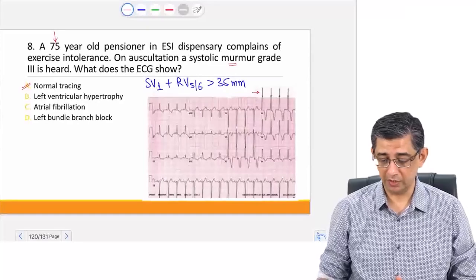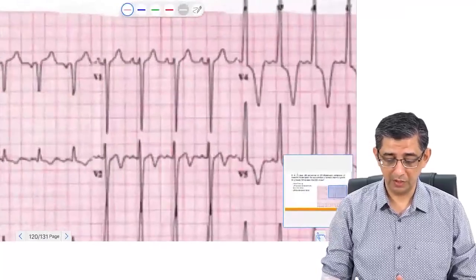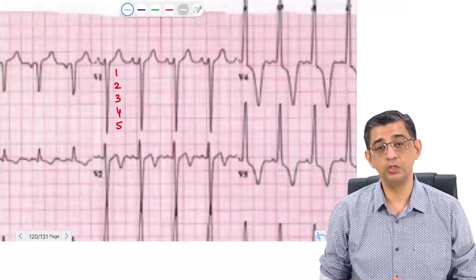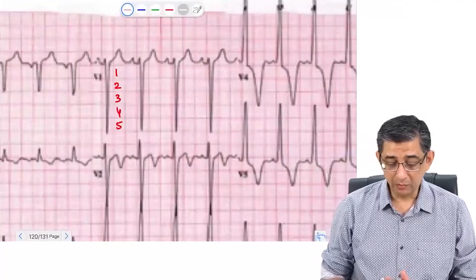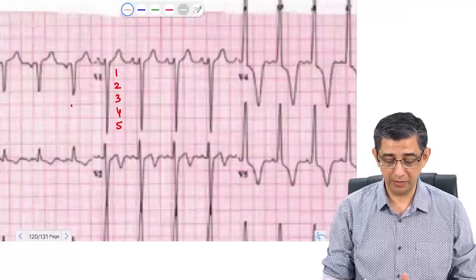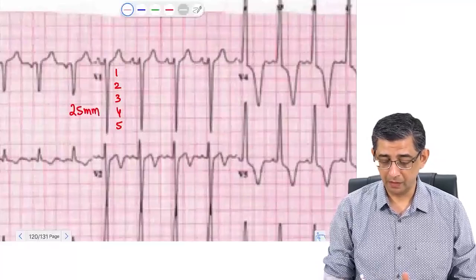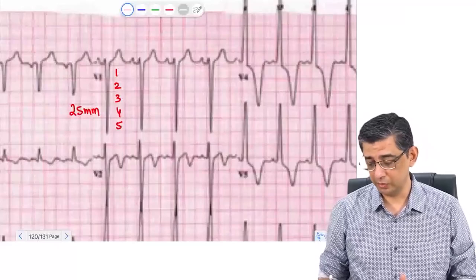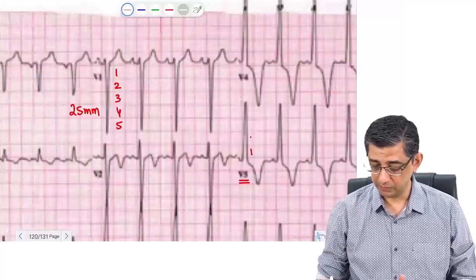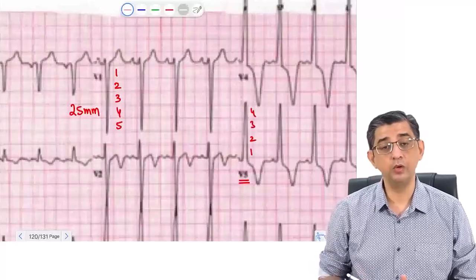So let's do this activity of counting the number of large squares with respect to lead V1, and you can see a huge, almost a little more than 5, or even if I extrapolate to 5 large squares, that will make 25 millimeters here only. Now when I scroll laterally, in lead V5 you can count 1, 2, 3, 4 and a little more than that.